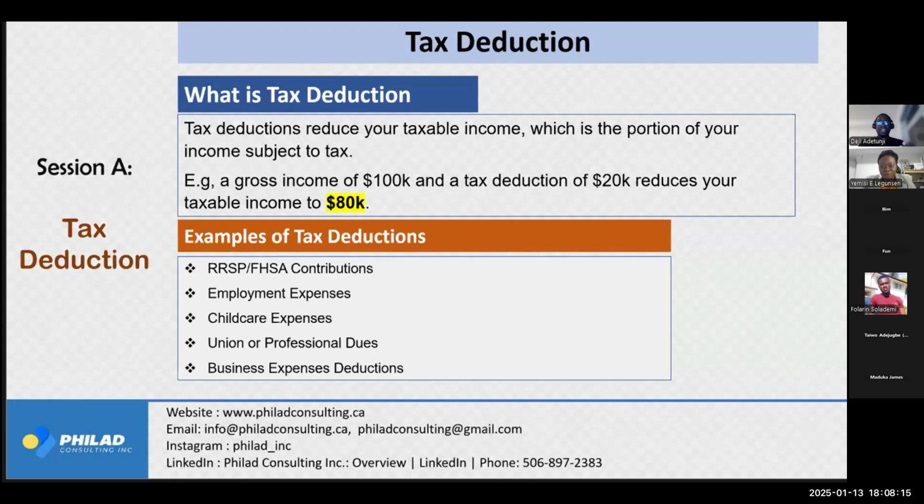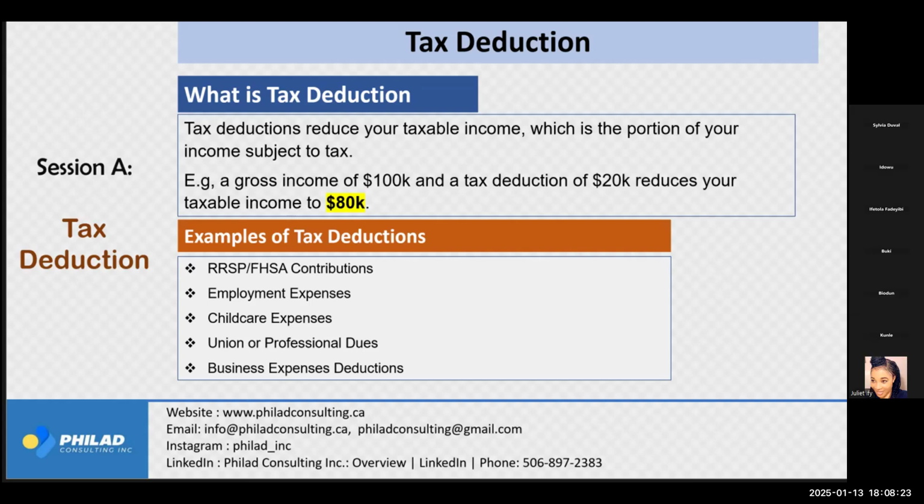And again, with this RRSP, most people don't really take advantage of it. There are other ways you can take advantage of it, whereby you can even borrow from the RRSP account if you want to purchase your first home. The law allows you to withdraw up to $35,000 tax free from the RRSP account.